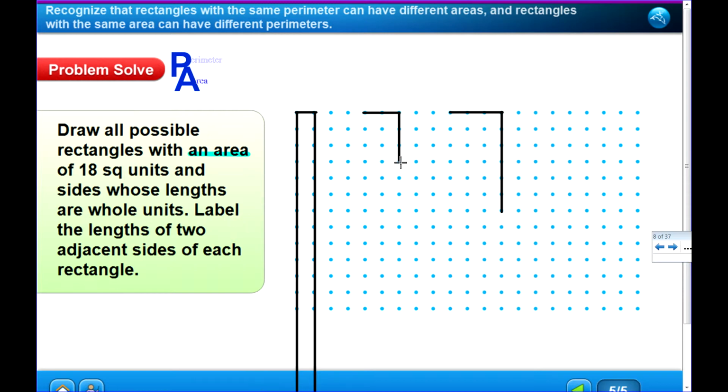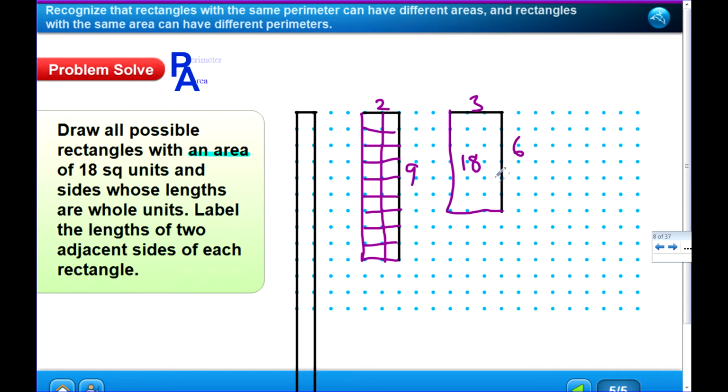2 times what equals 18? 1, 2, 3, 4, 5, 6, 7, 8, 9. We can show that this is a rectangle whose square units inside are 18. We have to label it 2 and 9. 2 times 9 equals 18 square units. Let's try another one. This one with 3. What times 3 equals 18? We have to figure out this side. 3 times 6. We can make sure that that is 18 square units.